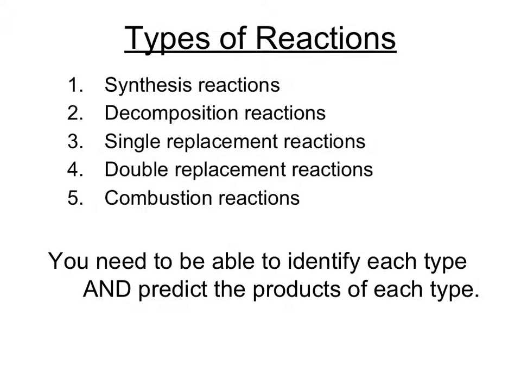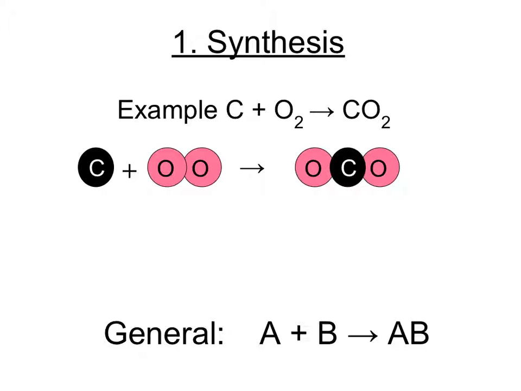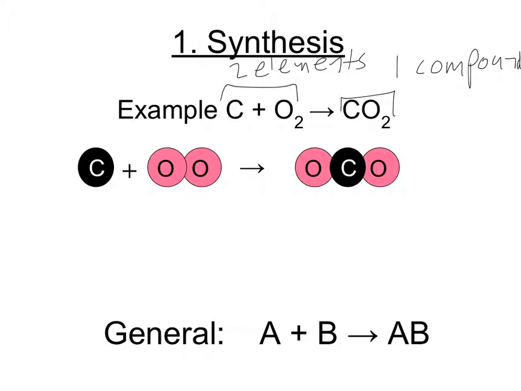So let's look at our first one. The first one is a synthesis reaction. So here's how you identify a synthesis reaction. Synthesis reactions are always 2 elements reacting to form one compound. Okay, so 2 elements reacting. How do you know it's an element? If it's listed by itself. So carbon and oxygen are elements. They're listed by themselves. They're going to react and combine.